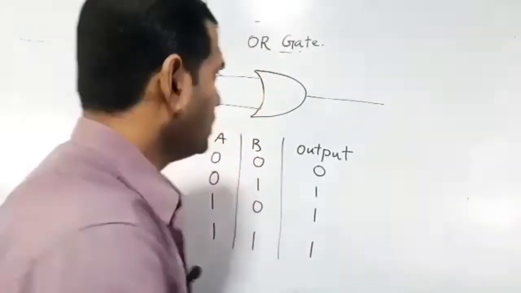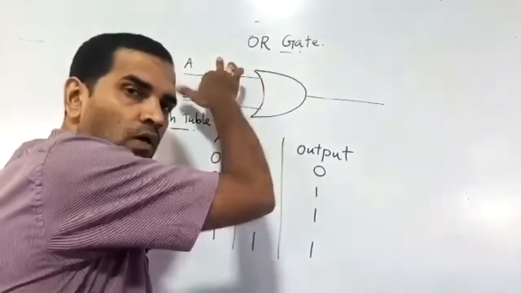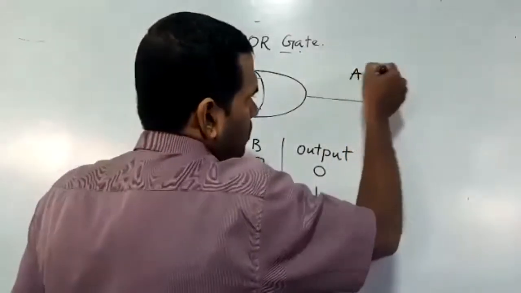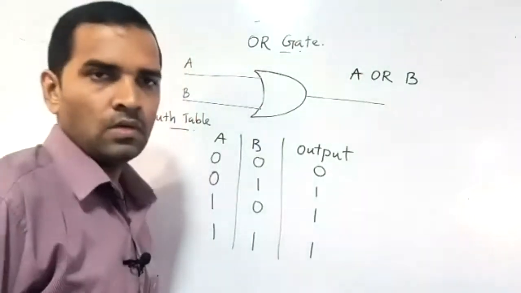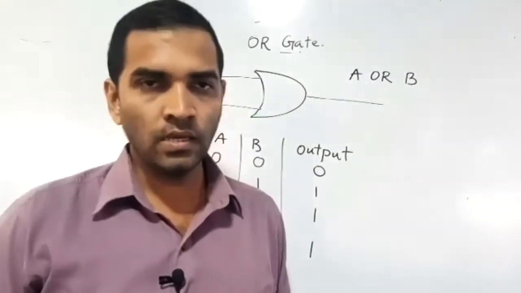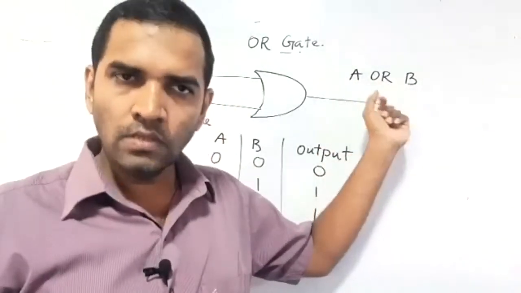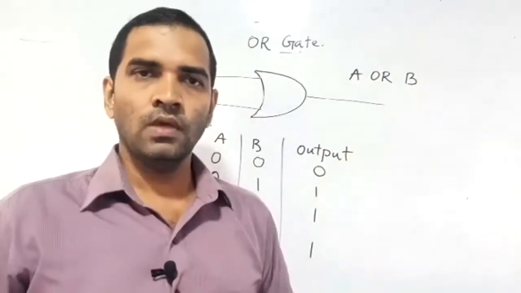Here also, look at that. You have the OR gate. Your two inputs are A, B. So your output will be A OR B. This is how the output is written. It is exactly the same as the way we used in the AND gate. A, the gate name in the middle, OR, then the next input, B: A OR B.